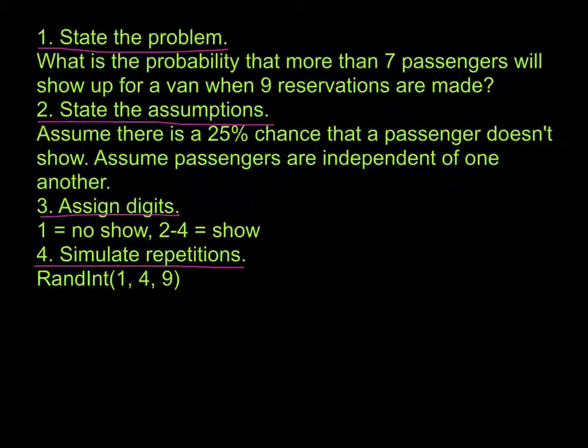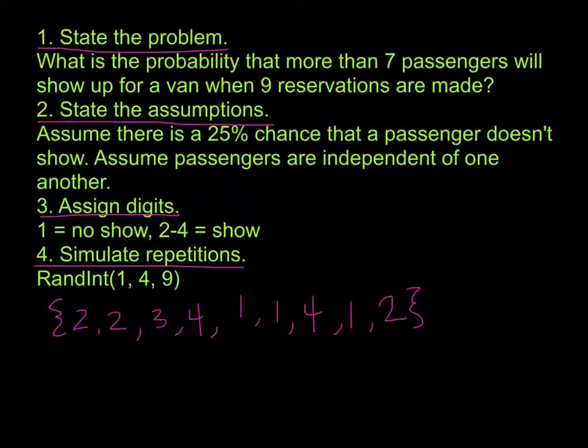In order to simulate my repetitions, I've got my random integers. I want to choose them from 1 to 4 because those are the digits that I've assigned, and then I'm going to pick 9 of them because I want to look at what happens to all 9 people. So when I did this, the first set of numbers that came up for me was as follows. Let's make sure that's 9. It is. Okay.